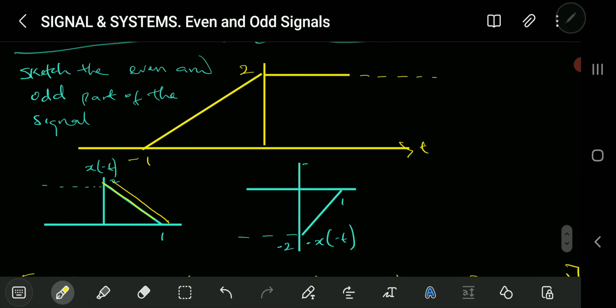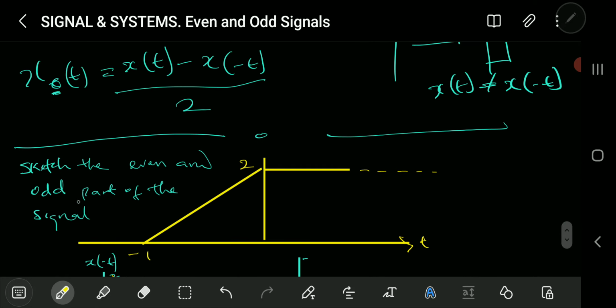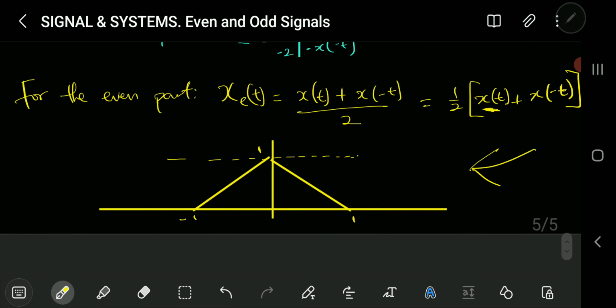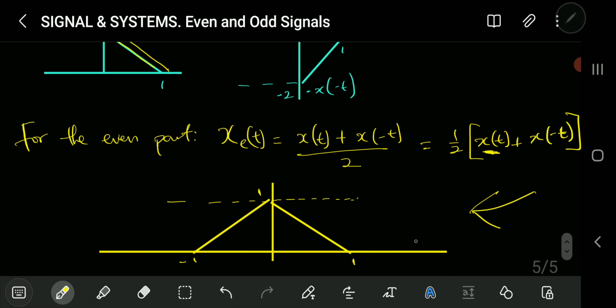That means we've just answered one part of the question. Remember they said sketch the even and odd part of the signal. So here we've been able to sketch the even part of the signal, applying this where we get x of t plus x of minus t. Now let's sketch the odd part.